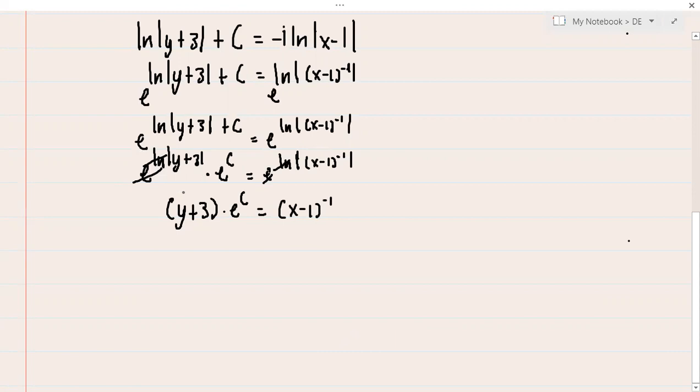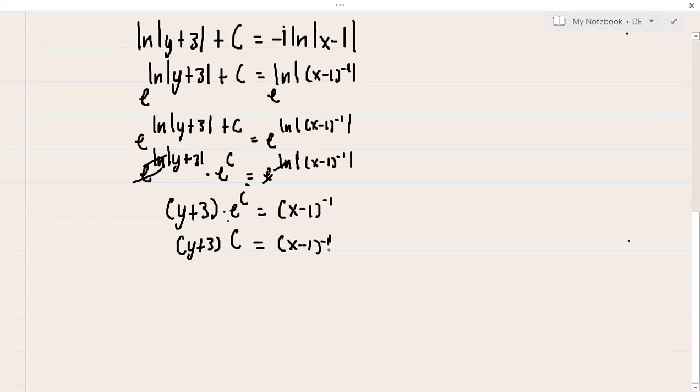Or, pwede pa natin siyang i-simplify. Remember, itong si e raised to c, isa siyang constant. Kasi yung exponent ng e ay constant siya. So, therefore, constant na rin to. It is a constant na rin. So, eto, magiging ano na to? Since yung exponent niya ay naging arbitrary constant, so therefore, arbitrary constant na lang to, which is c na lang. So magiging quantity y plus 3 times c is equal to x minus 1 raised to negative 1. O, diba? So pwede na to as your final answer.